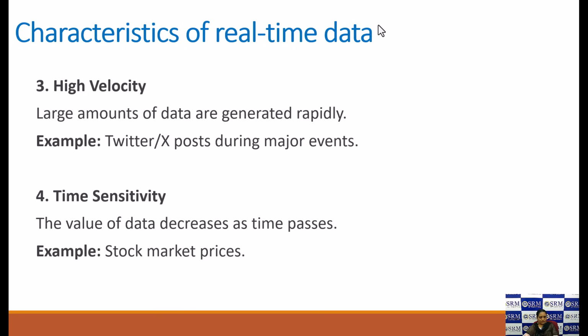The third is high velocity. A huge amount of data gets generated. Your WhatsApp, your Twitter, your LinkedIn, or your Snapchat, Insta. Huge amount of data per day, per person. Huge amount of data gets generated with a fast velocity, right? When you post, it immediately gets attached to the app, right? It happens. So that is what high velocity is.